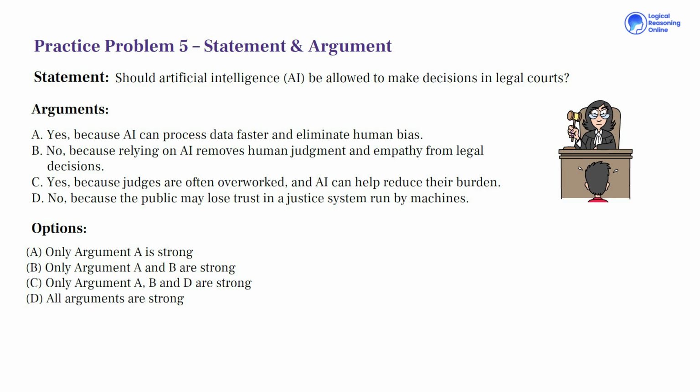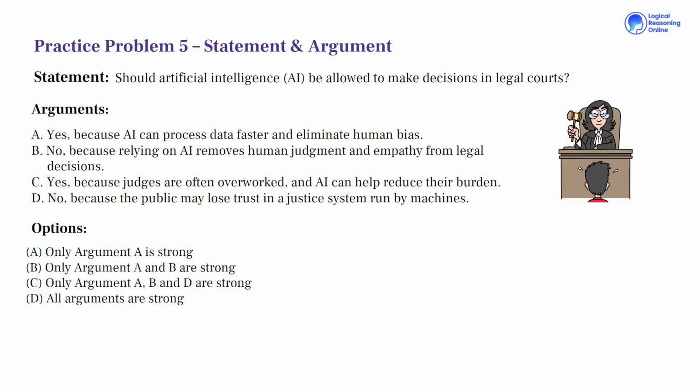Today's statement asks a tough question. Should artificial intelligence be allowed to make decisions in legal courts? Let's analyze each argument. Argument A. Yes, because AI can process data faster and eliminate human bias. This is a strong argument, and here is why.